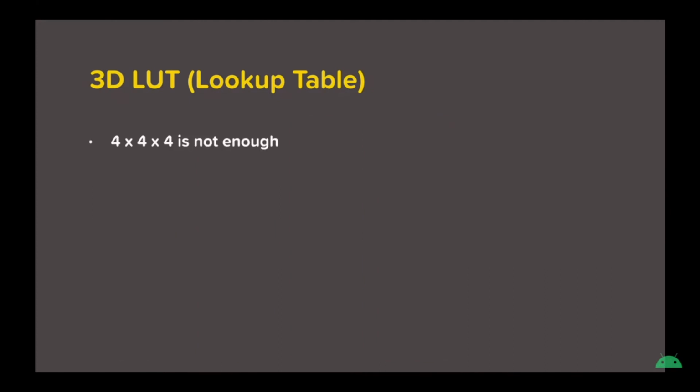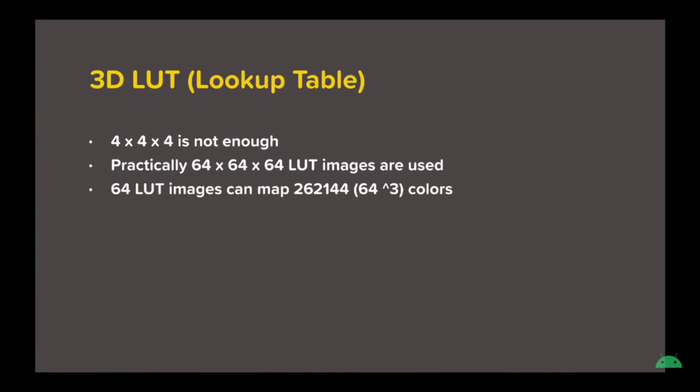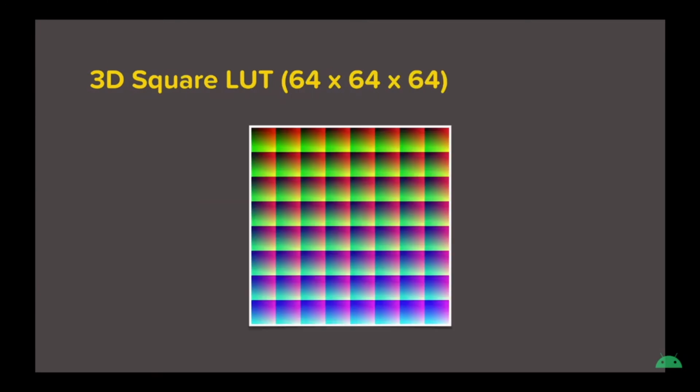So in the image processing world, 4 cross 4 is probably not good enough, as you might have already guessed. Practically, for practical purposes, we use 64 cube LUT images. 64 cube LUT images can map these many different colors. So this is an example of an identity 64 cube image, which is 512 cross 512 in dimensions. So we have these 64 squares and all these things.